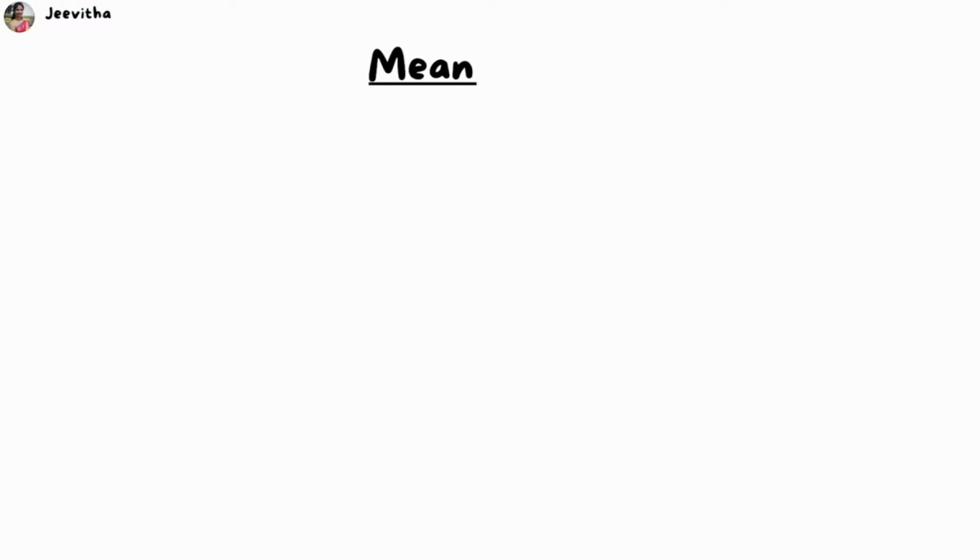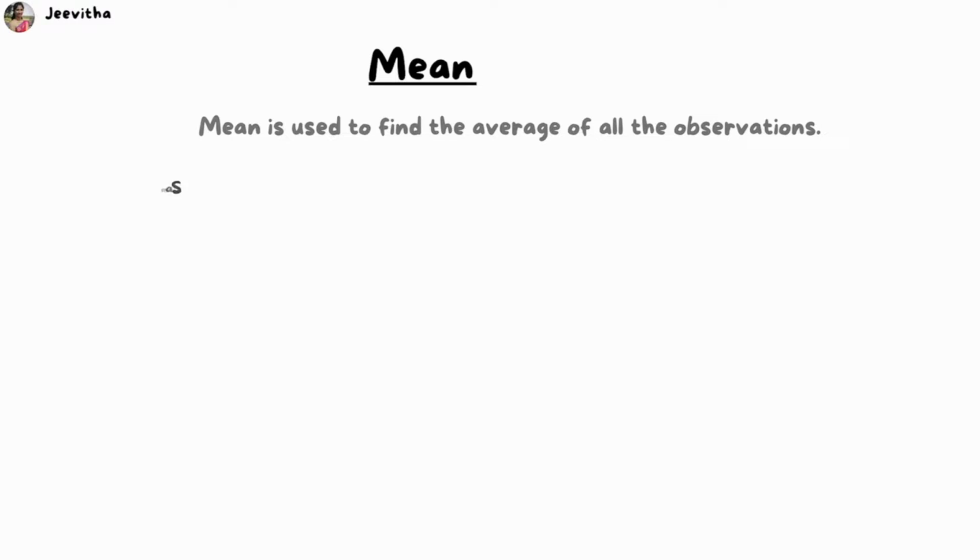Let's understand what is mean. Mean is used to find the average of all the observations. Whenever you want to find the average of anything, like height of a student, average weight, average marks, average salary, in that case, we're going to use the mean.